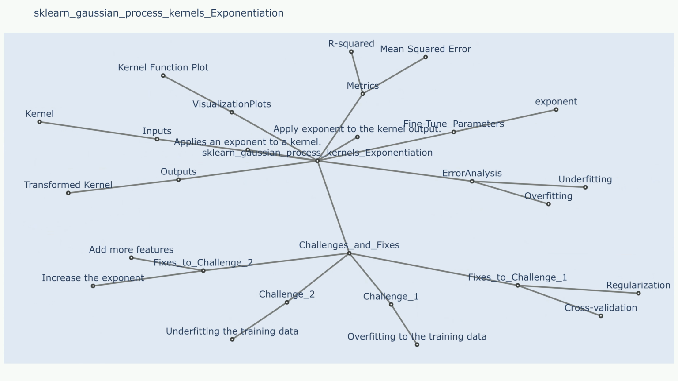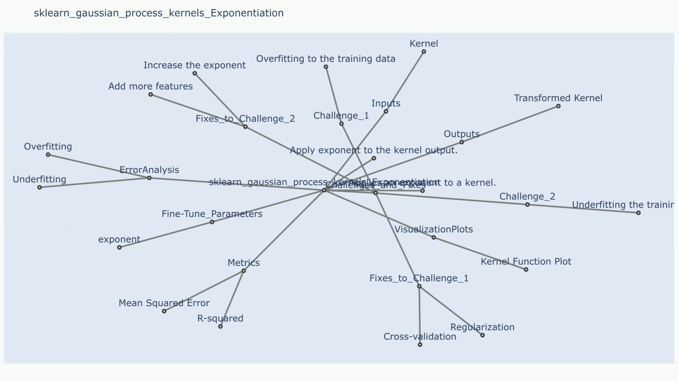Kernel smoothness: the smoothness of the kernel can be measured by its differentiability. Higher exponents result in smoother kernels. Kernel scale: the scale of the kernel can be measured by its variance. Higher exponents result in kernels with larger variances.